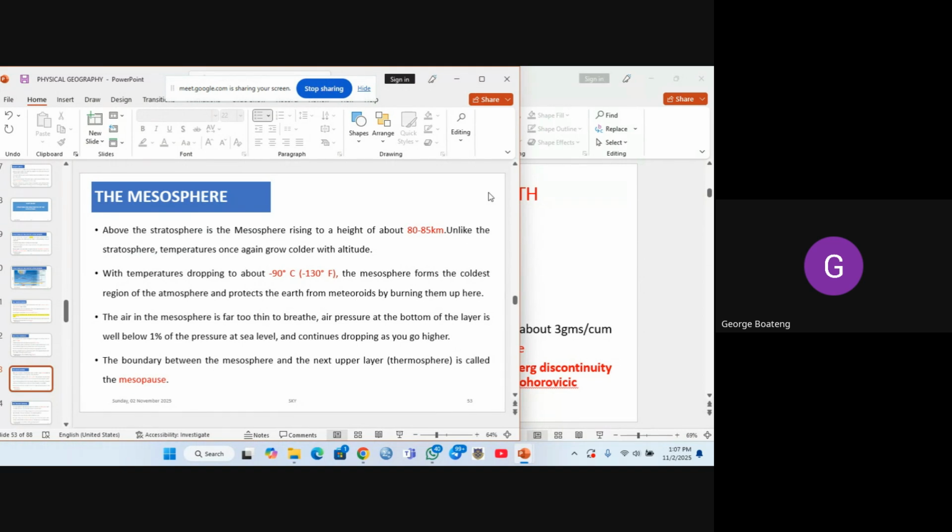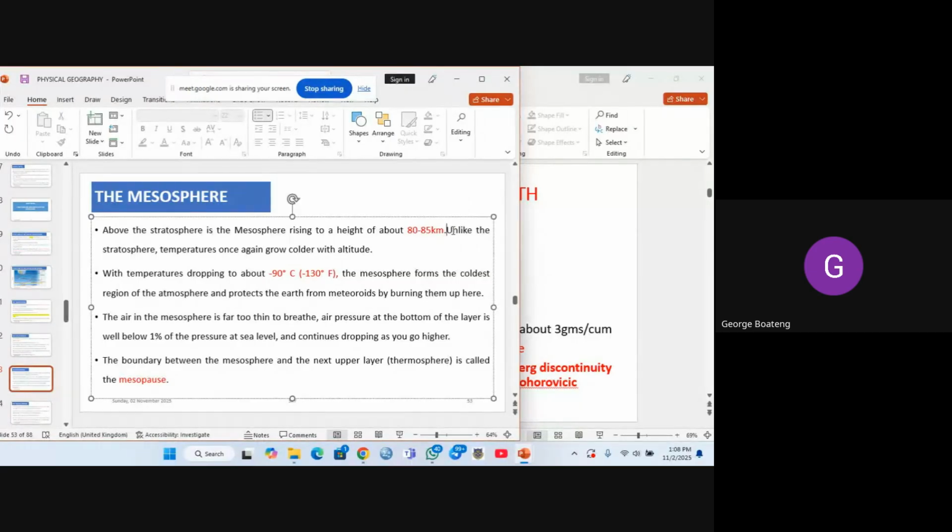Now, the new layer from the stratopause is the mesosphere. The mesosphere is a layer that rises above the stratopause, and it extends to a height of between 80 to 85 kilometers.